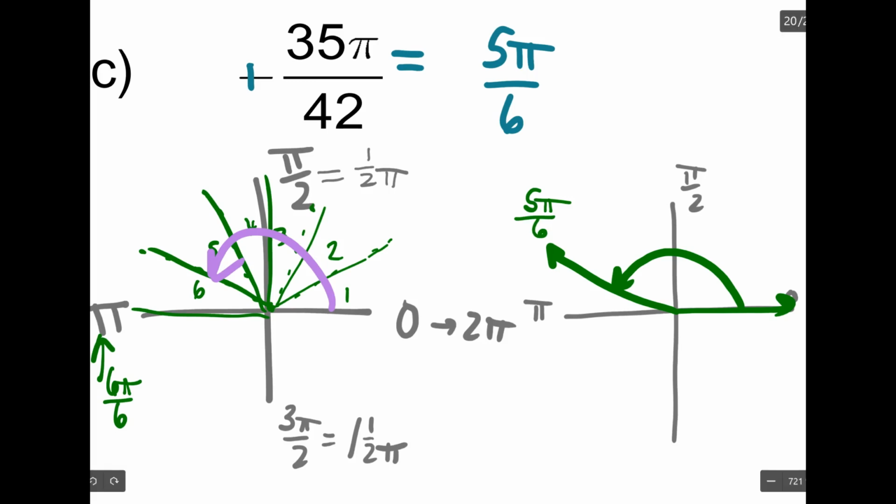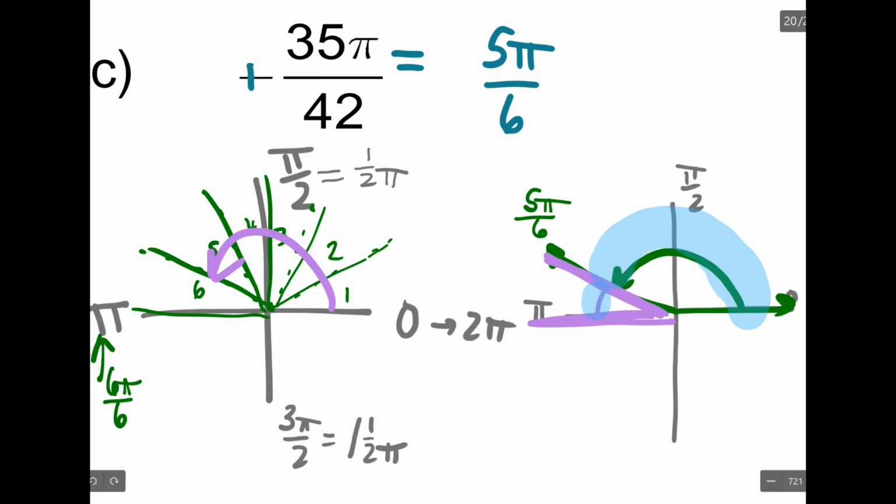the reference angle, because I need it to be between 0 and 90 degrees, between 0 and pi over 2. So I'm looking for the angle that's between the x-axis and my terminal ray. So if we don't remember what to do, here's the trick. I know that 5 pi over 6 plus whatever this angle is has to equal going all the way across to pi.